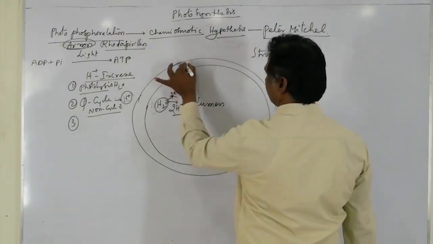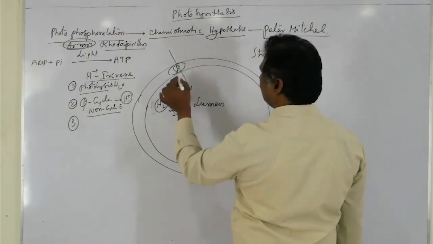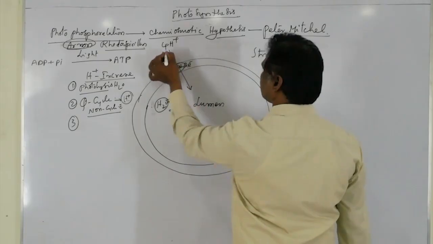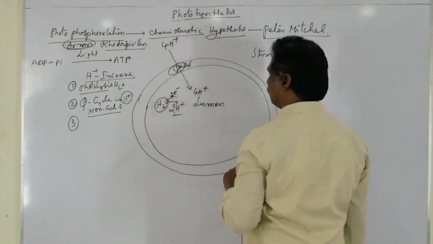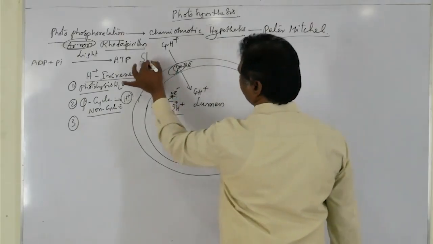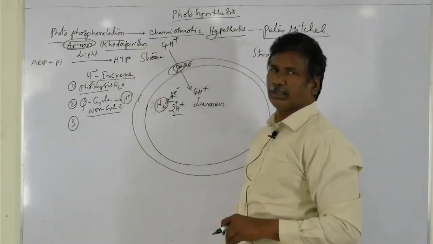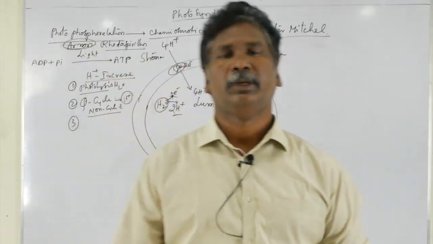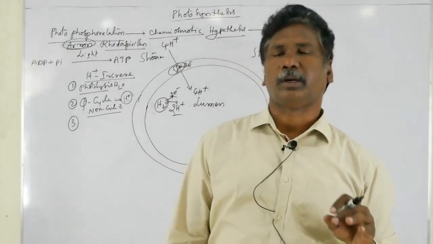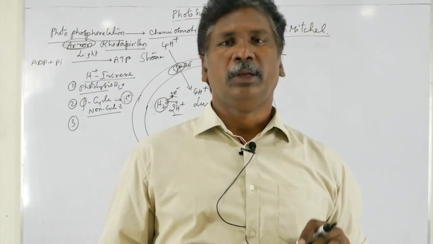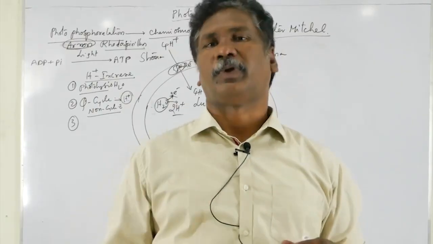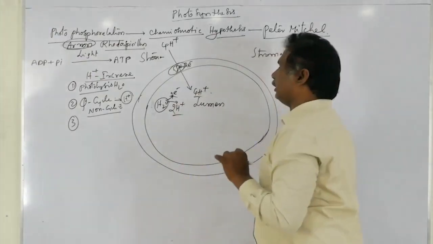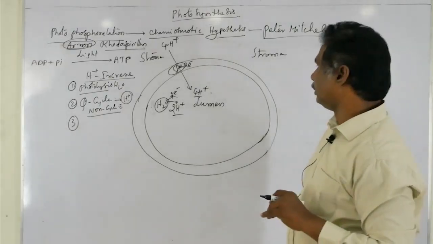Suppose this is the quinone cycle. Every two electrons, four protons are translocated from the stroma to the lumen. So for every one electron, two protons come from the stroma. When we observe the non-cyclic electron transport quinone cycle, every one electron will aid in translocating two protons from stroma to lumen. So this is another important event increasing the H plus ion concentration within the lumen.